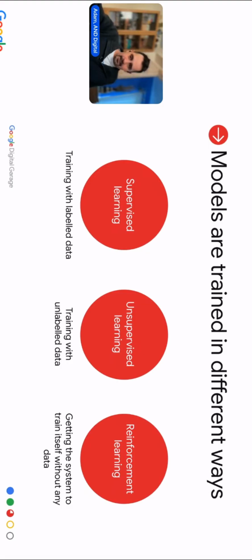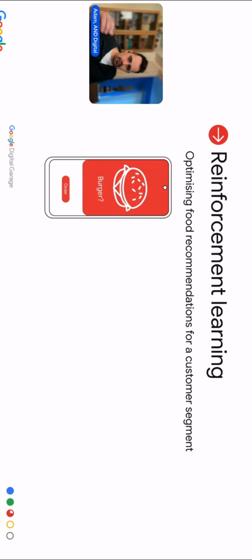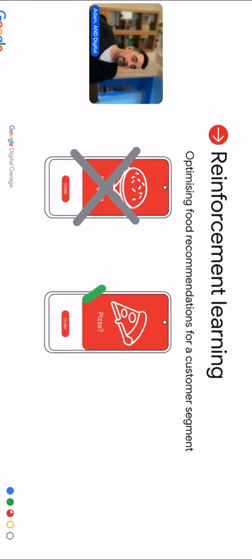And so examples of reinforcement learning that you could use in your business: optimizing food recommendations. Let's say you have a mobile app where people can order takeaway food. You offer a burger to the customer, but the customer doesn't order a burger. They see the offer and go, nope, don't want that. So in the future, you decide to offer a similar demographic a pizza, and they do buy the pizza.